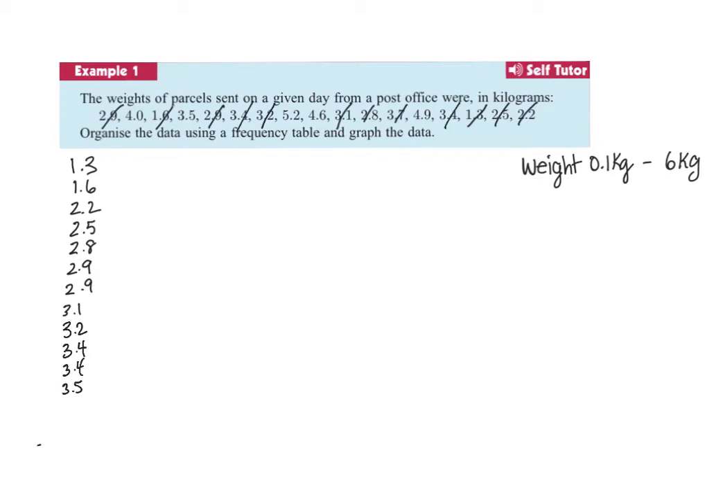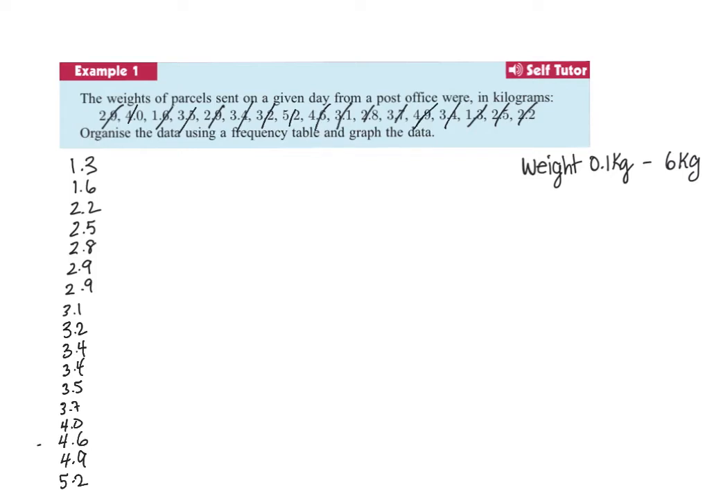3.5. Now 3.7, which I had already crossed off. Now we'll go into the fours. So we have 4.0, 4.6, 4.9, and 5.2. And I believe that is everything. So there we go. There's my data, and it's ordered.